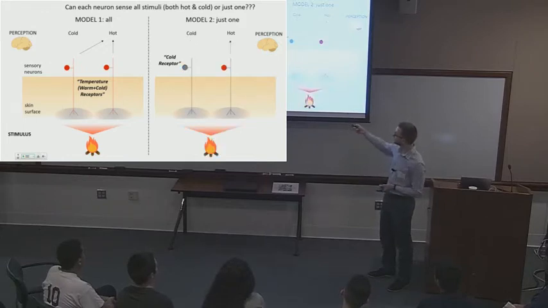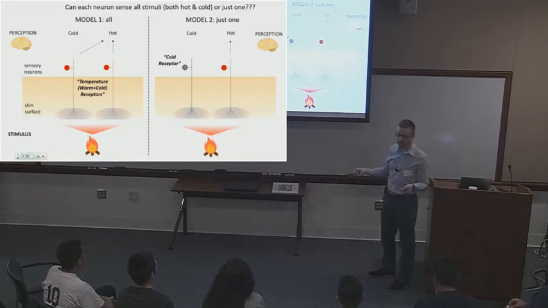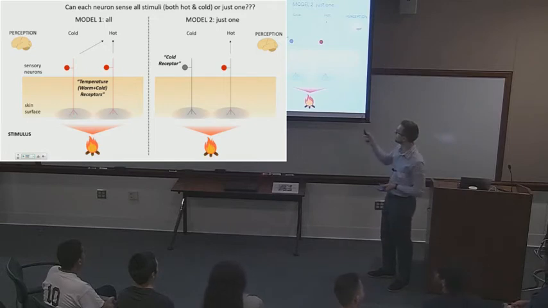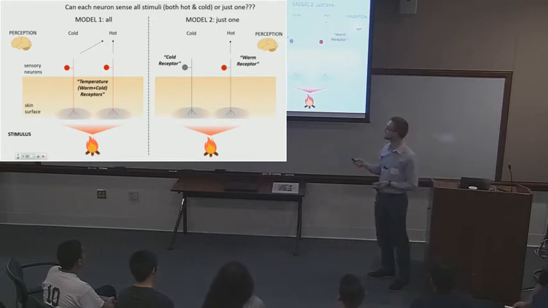And then when we touch a burning candle, another neuron now gets activated because it's capable of responding to warm temperature. And now our cold receptor is silent because it can only respond to cold. And again, one is enough to sense warm. And we will call this a warm receptor. So these are our two models.